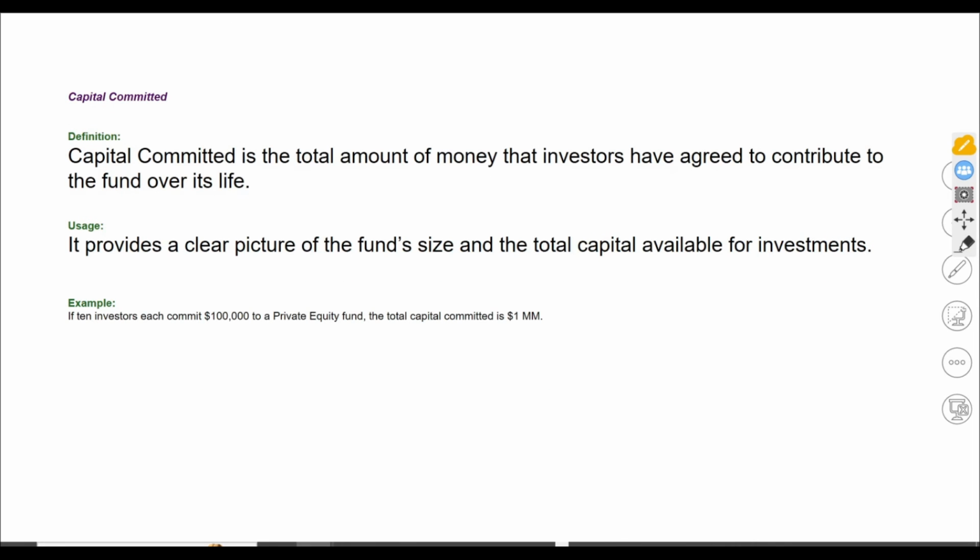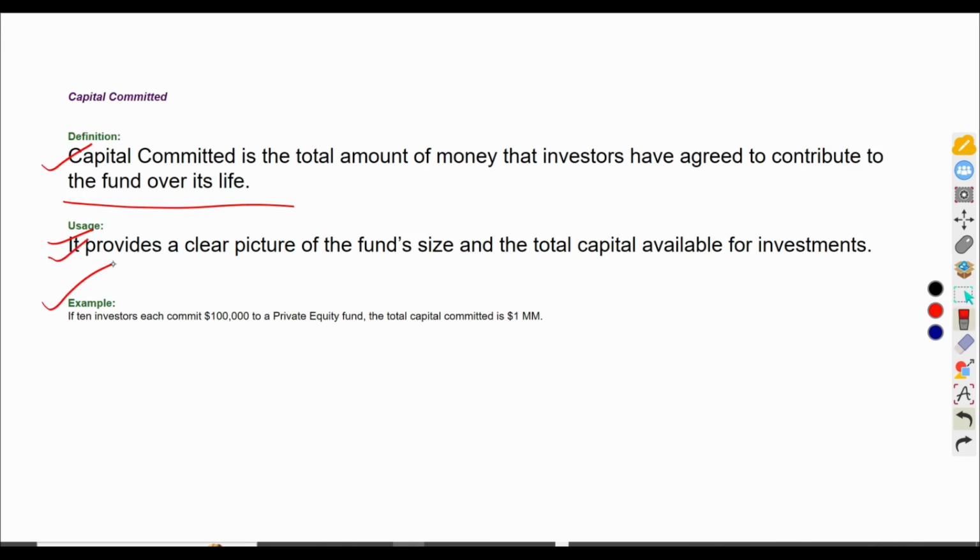So next one is capital committed. Capital committed is very simple, right? Capital committed is the total amount of money that investors have agreed to contribute to the fund over its life. It provides a clear picture of the fund size and the total capital available for investment. Why is this metric important? I'll tell you. Without knowing the committed capital, a fund manager cannot go ahead and make investments, because the fund manager should know how much capital they can raise to invest in XYZ securities and so on. That's why the capital committed metric is also important, right?